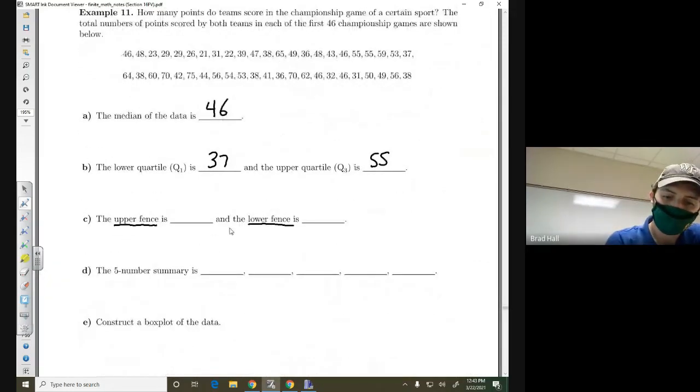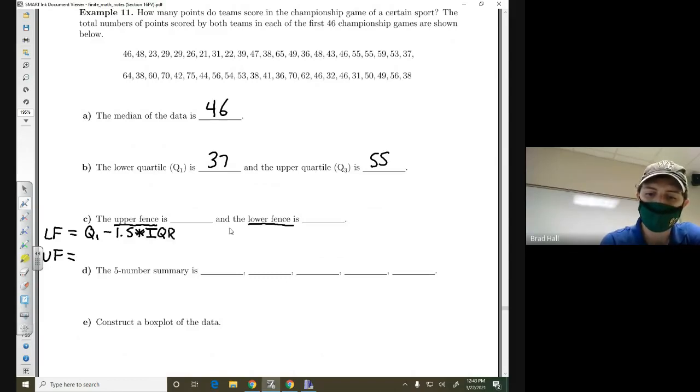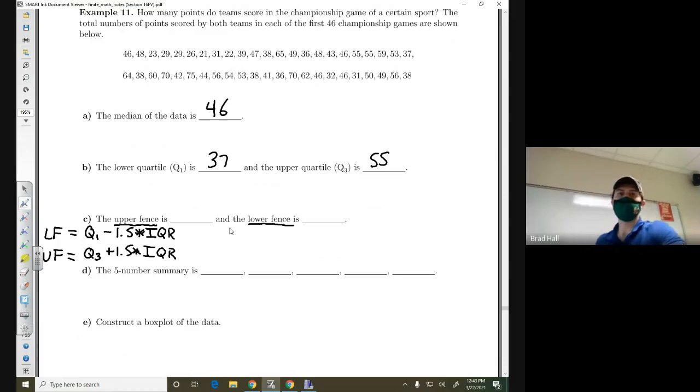So the lower fence, which I'll just call LF, and upper fence. The lower fence is Q1 minus 1.5 times IQR. Q3 plus 1.5 times IQR is the upper fence. Now, we know what Q1 and Q3 are. But what's this IQR thing? It's the interquartile range. So we have to figure that out real fast.